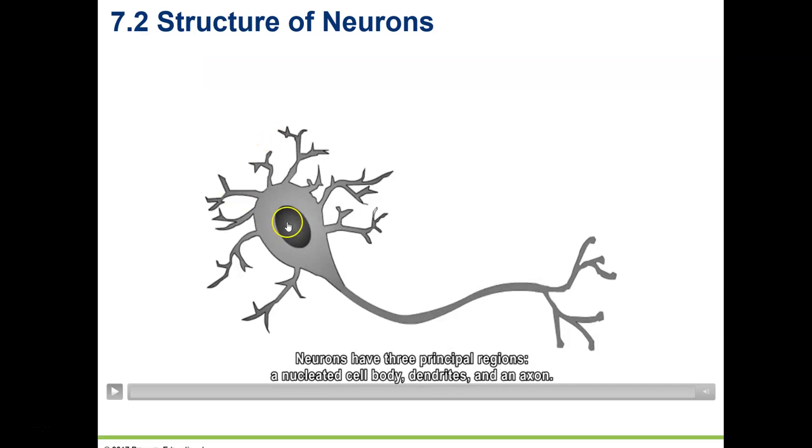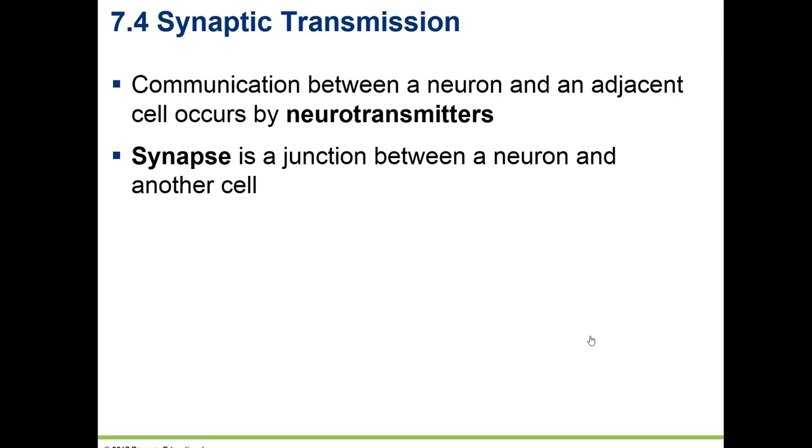So here is a neuron, see the cell body, dendrite, axon, axon terminal, these are the axon endings. Synapse.